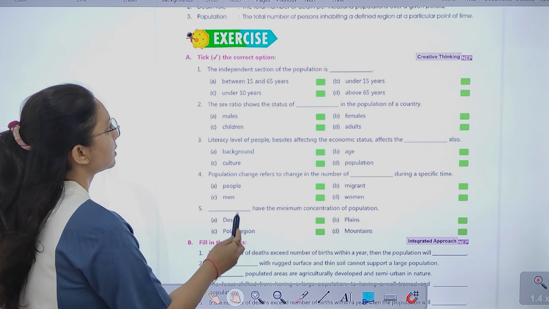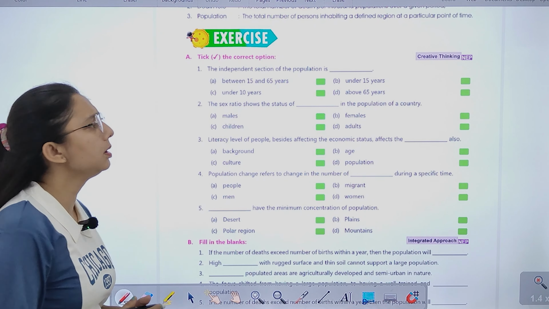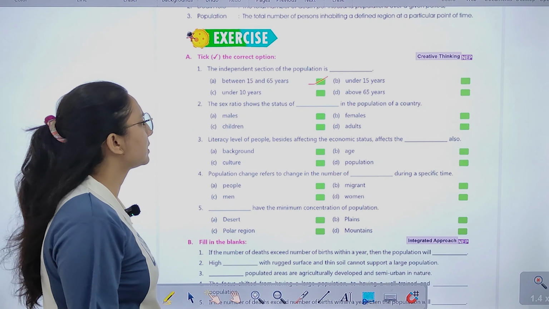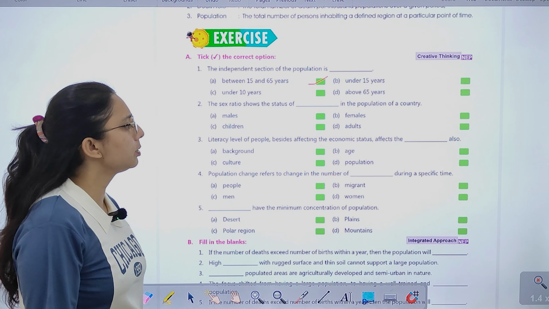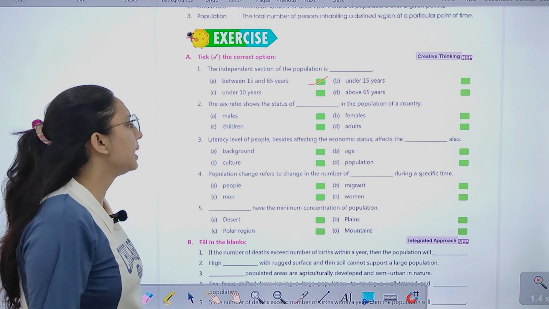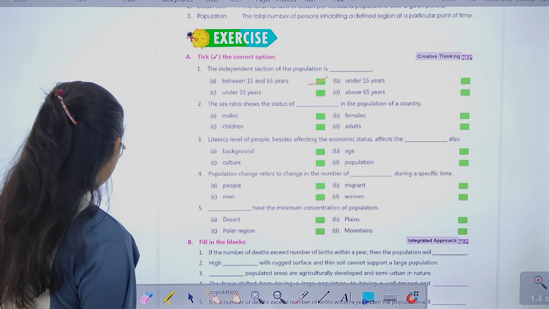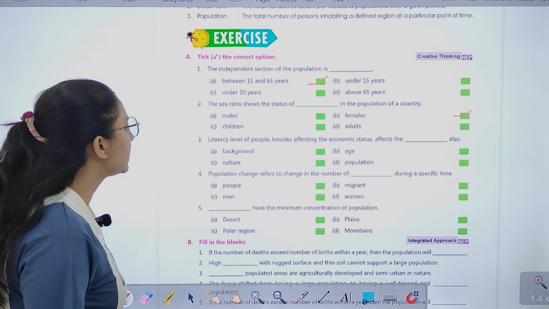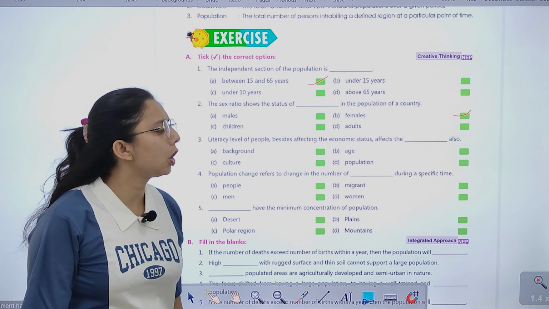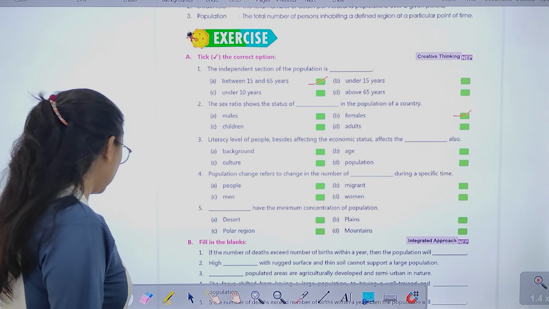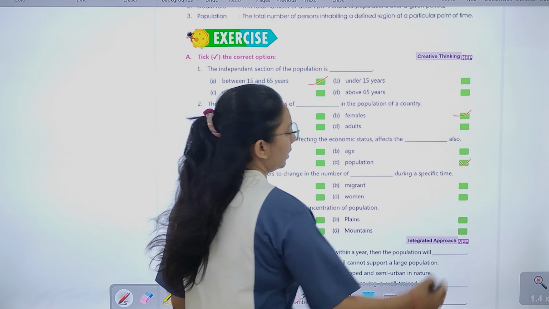Now let's move to the exercise. Tick the correct option. The independent section of population is between 15 and 65. The sex ratio shows the status of dash in the population: males, females, children or adults. It shows females. Literacy level of the people, besides affecting economic status, affects the dash also. Along with economic status, what else? It affects the population too.